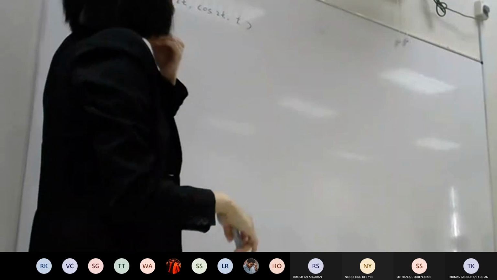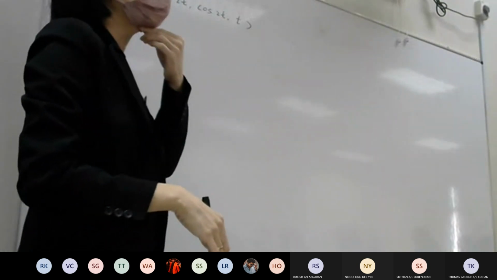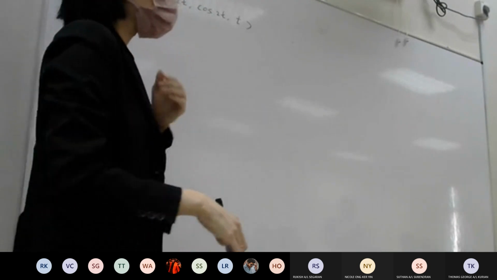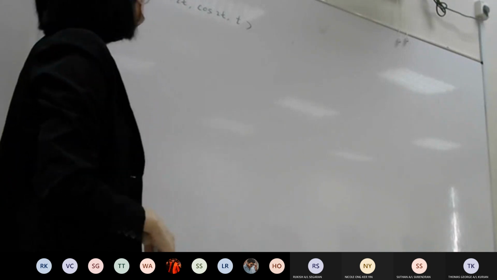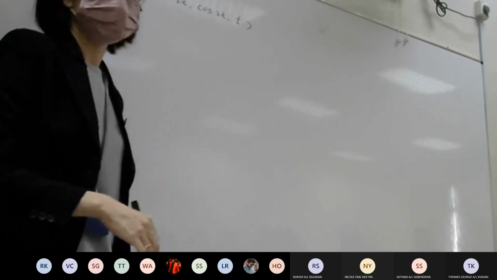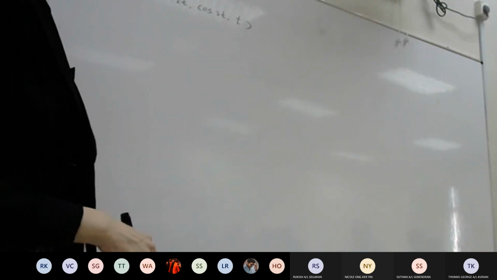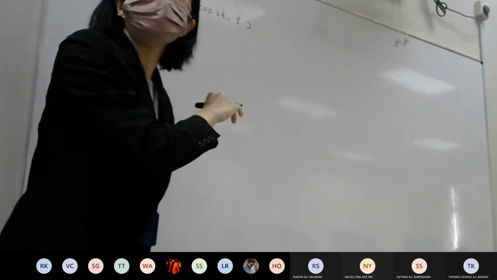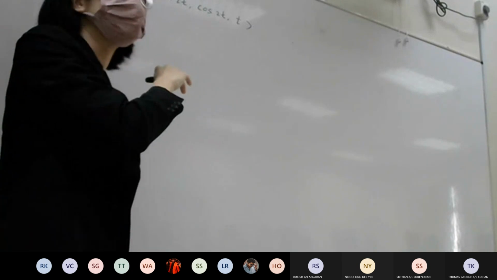Which formula do you want to use? The first one or the second one? It's up to you. The first one is T cross N. The second one is the cross product of R prime and R double prime. For the first question, I use the first formula. The second one, I use the second formula.